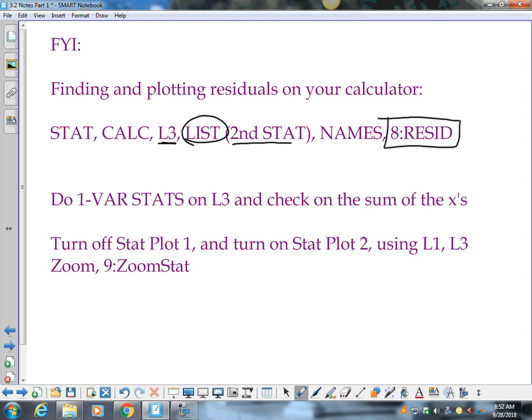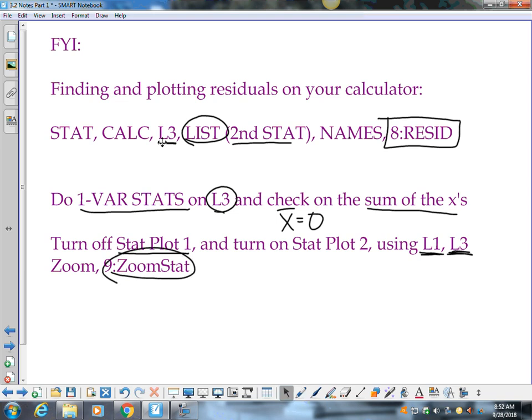If you wanted to, you can do a one variable stats on your L3 and make sure that the sum of the x's is really, really close to 0. You can also check that your x bar should be really close to 0. Don't have to do that, but that will always be the case. To graph your residual plot, you're going to turn your stat plot on, and then make sure that you're using L1 and L3, and then make sure you do zoom stat.